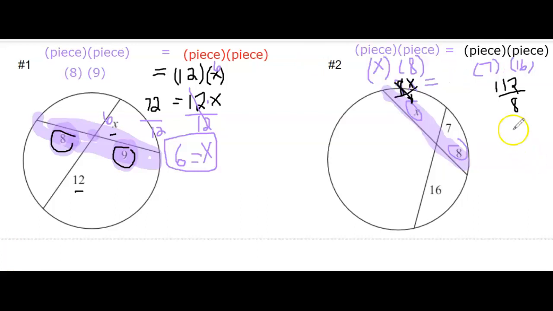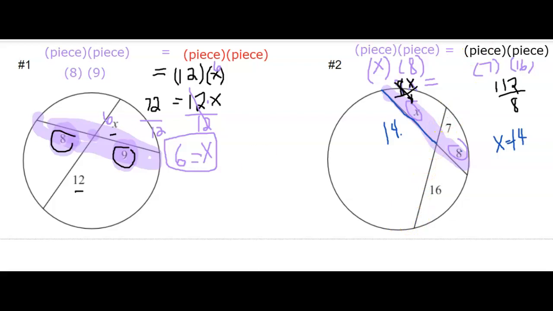Good, you should have gotten 14. So x equals 14. That means this little piece right here is 14 centimeters. So 14 times 8 must equal 112. Try it. 14 times 8. Good. 14 times 8 is 112, and 16 times 7 is 112. So piece times piece equals other piece times piece.